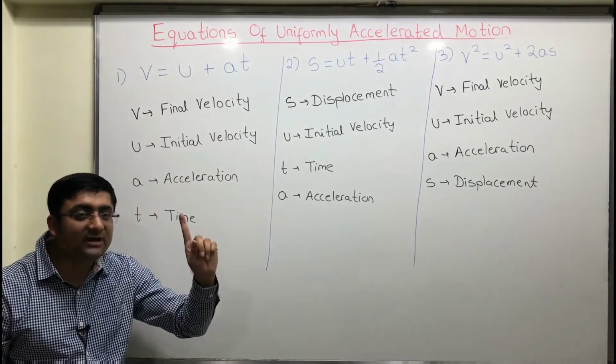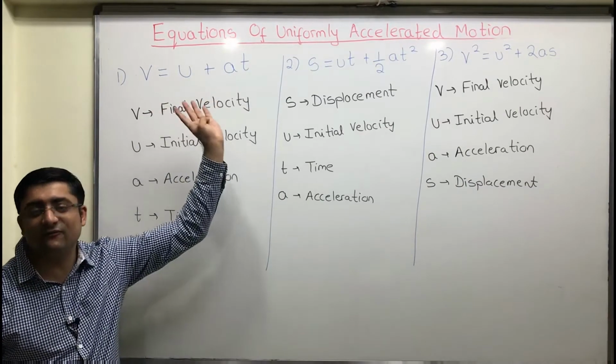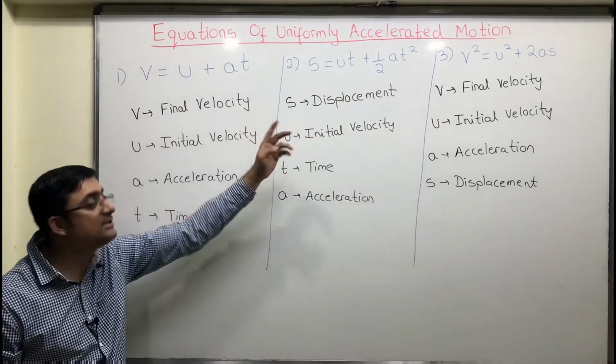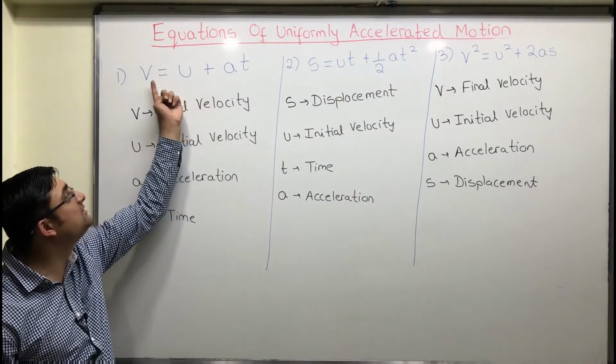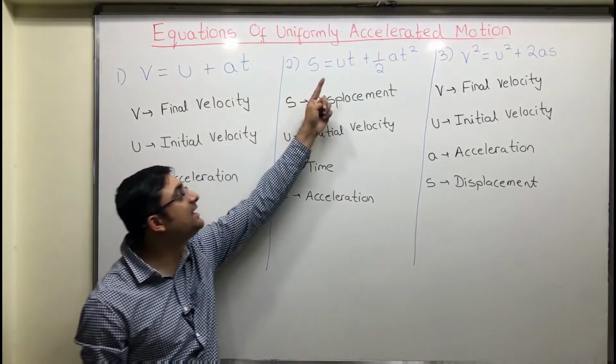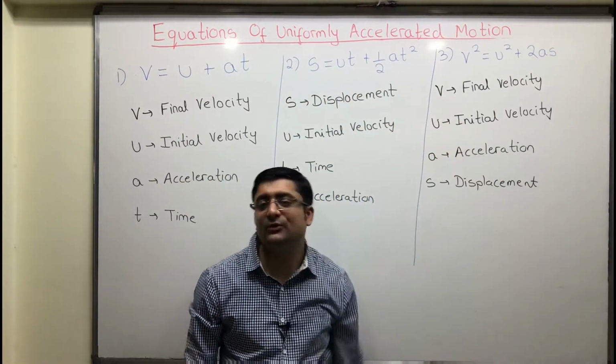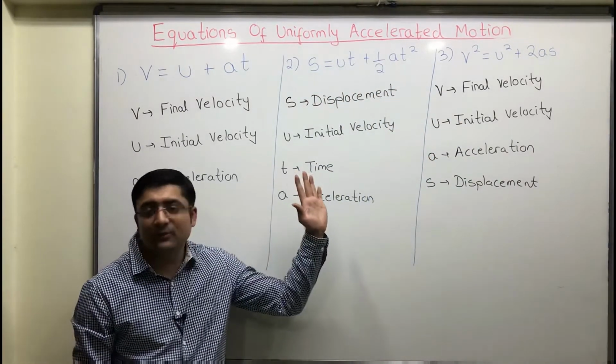And if you notice carefully guys, each equation of motion has exactly four variables: 4, 4 and 4. Right? So I repeat once again. The first equation of motion is V is equal to U plus AT. Second is S is equal to UT plus half AT square. And third is V square is equal to U square plus 2AS. So I hope these three equations are clear.